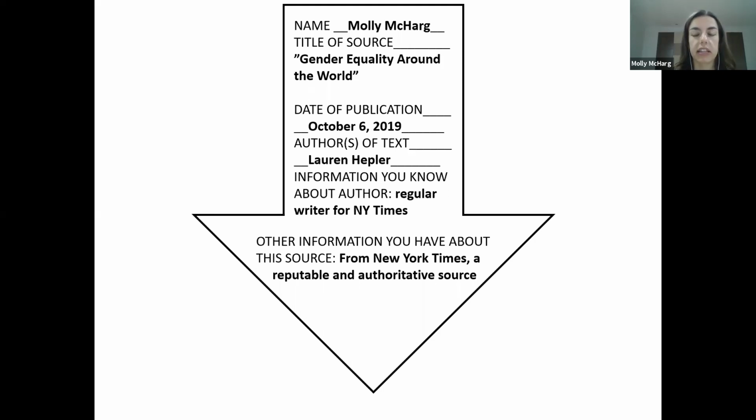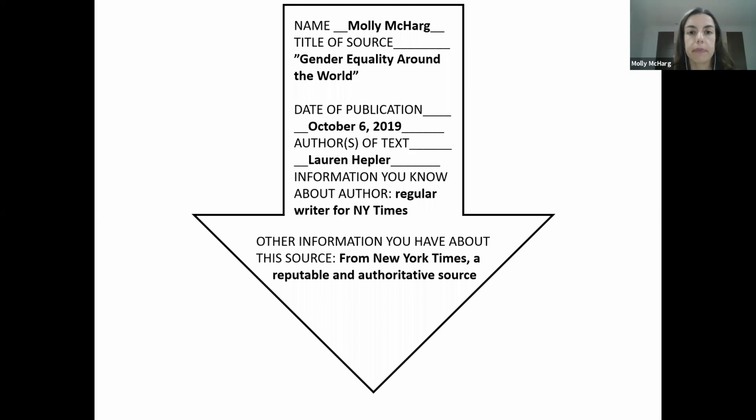So every student in the class is going to have a different article, a different book, a different website that they are going to use to complete this arrow. It's important because sometimes, for example, a student will have a source from a website, and maybe they cannot find the date of publication, or maybe they cannot find who the author is or anything about that author. If that's the case, they leave it blank, okay? But it's based on the information that they have.